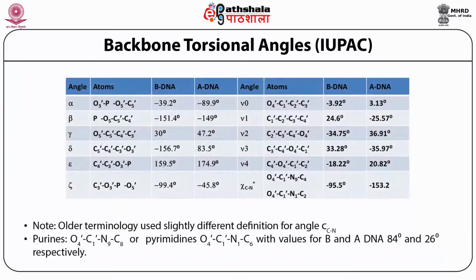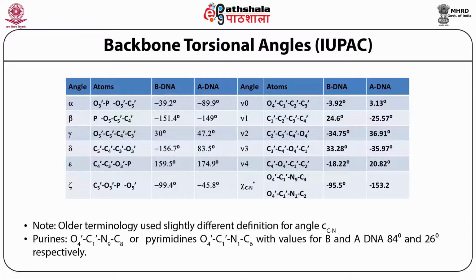We show in this slide the backbone torsional angles IUPAC notation. Shown here are the 4 atom sequences which define each backbone torsional angle, alpha, beta, gamma, delta, epsilon, zeta. Their values for B-DNA and A-DNA are given. We also show torsional angles in the sugar ring and their values for B-DNA and A-DNA.